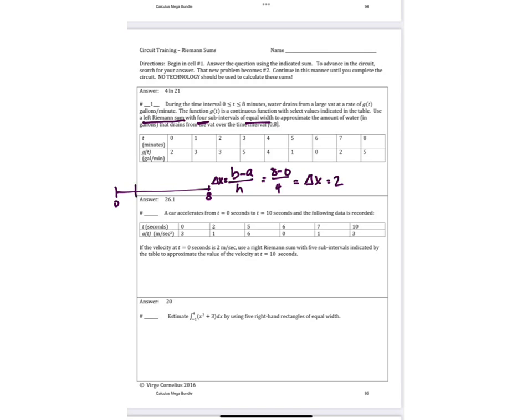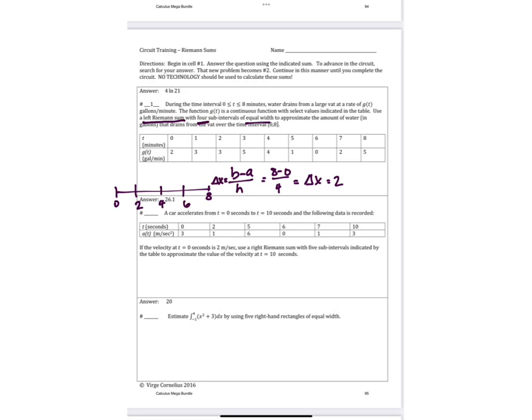Which means starting at 0, I'm going to hop out then to 2. And then next will be 4, and then next will be 6. How many rectangles do I have now? 1, 2, 3. See, we did it. Nice. Okay, so now how tall are my rectangles?